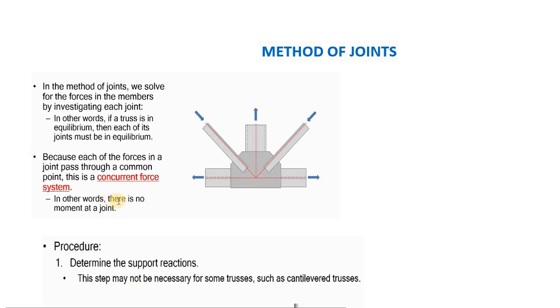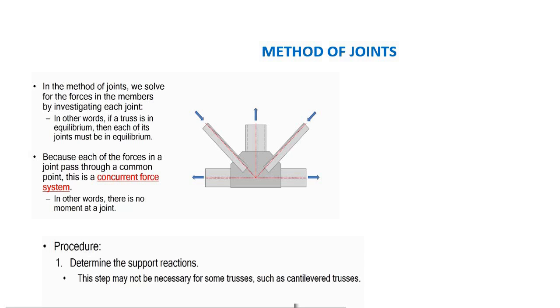So in other words, there is no moment at a joint because we don't have distance, because we said moment is force times distance. In order for moment to be produced, we need force with a distance. If we don't have any distance, then how do you expect us to produce moment? It is not possible. So we need a distance. Because we don't have any distance here, this joint will produce no moment. Okay, so we're going to have forces in the x direction and forces in the y direction.